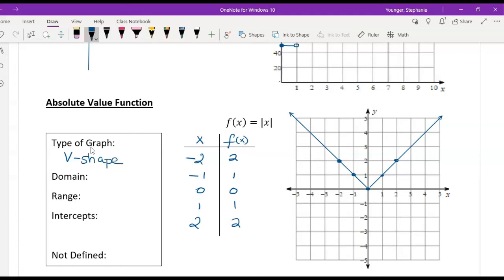All right, so let's take a look at our domain. Our domain is our x values. Well, we're going off forever in the left direction. We're going off forever in the right direction. So our domain is actually all real numbers, which is -infinity to infinity.